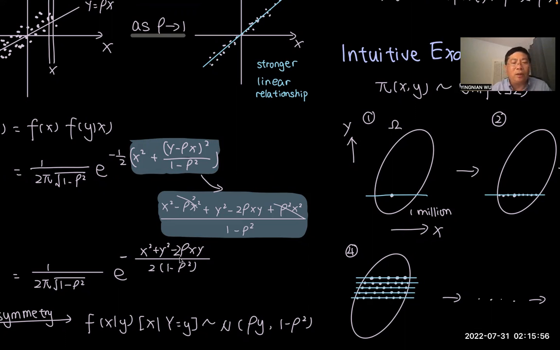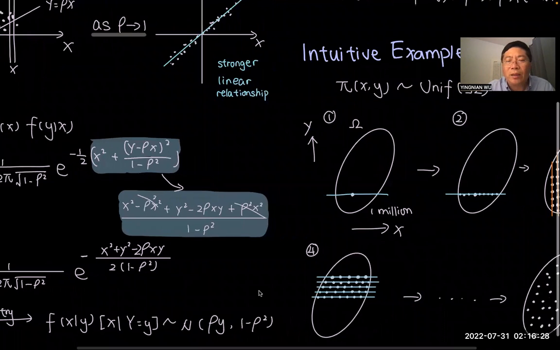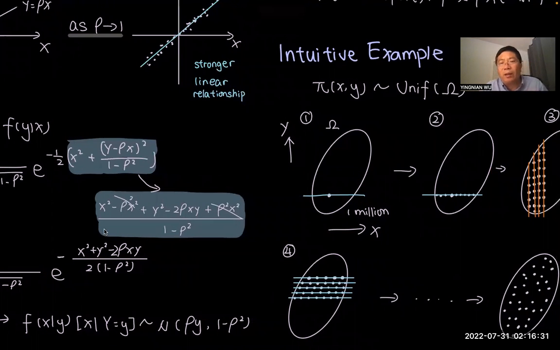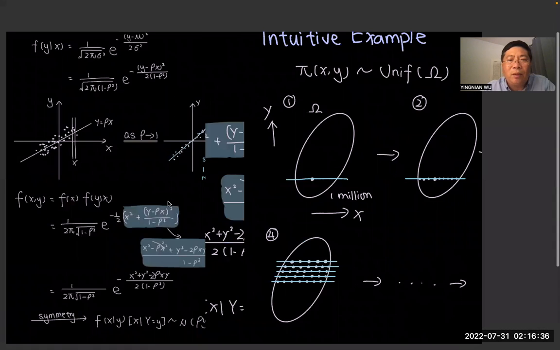Therefore, by the same token, the conditional distribution of x given y equals y is also normal with mean rho y and variance 1 minus rho squared. So if we know the bivariate normal density, the conditional distribution of y given x, and the conditional distribution of x given y, we can play with the Gibbs sampler. Again, this is a toy example because we can sample from a bivariate normal distribution directly without the iterative Gibbs sampler.